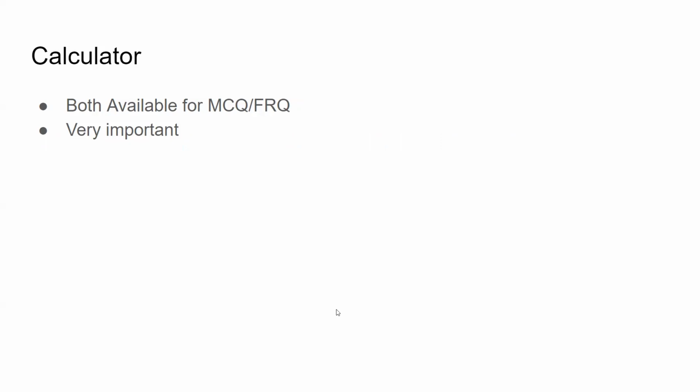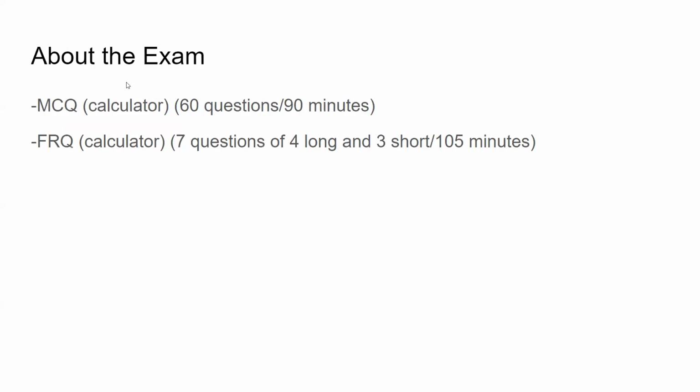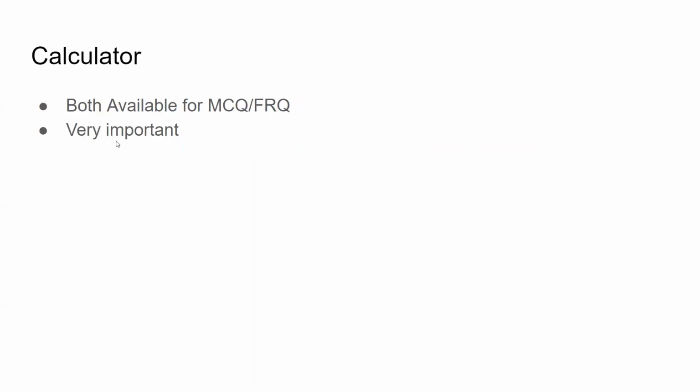Now the calculator. If you look at the previous slide, I said that you could use a calculator on both sections. So in this AP Chem exam and afterwards, a calculator is available for both the MCQ and the FRQ. Previously, the calculator was only allowed in the FRQ section, and in the MCQ, you couldn't use the calculator.